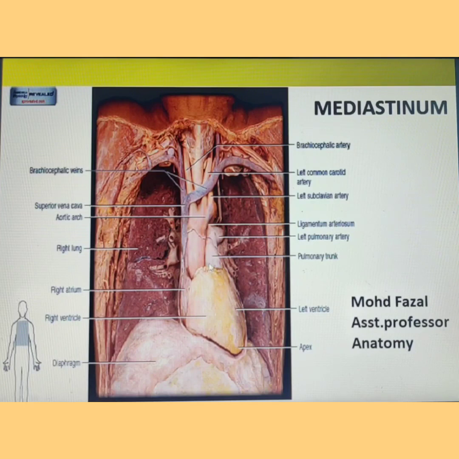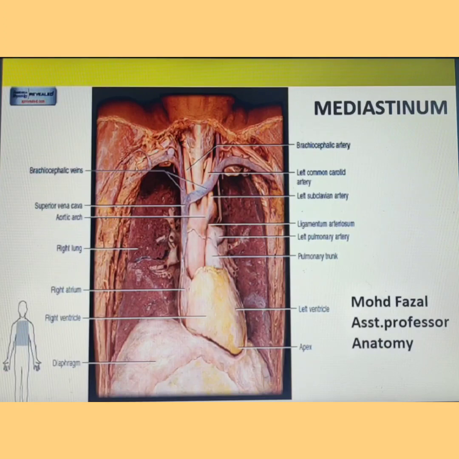Let us define mediastinum. As you can see in this picture, mediastinum is defined as a space in the center of the thoracic cavity between the two pleural cavities. It contains hollow thoracic viscera, the heart and great vessels. It is covered by mediastinal pleura on either side.